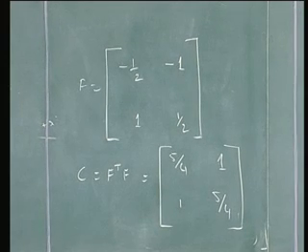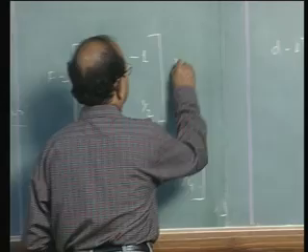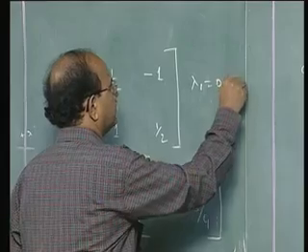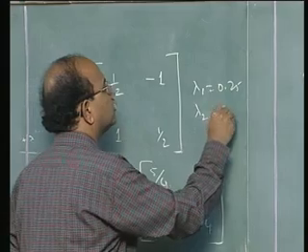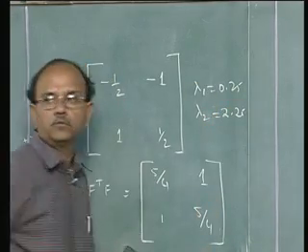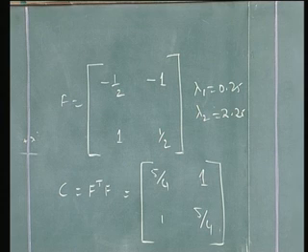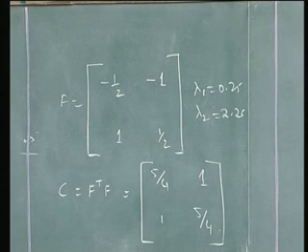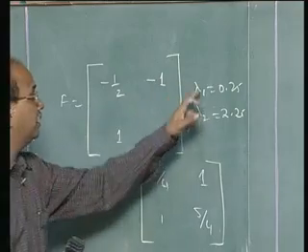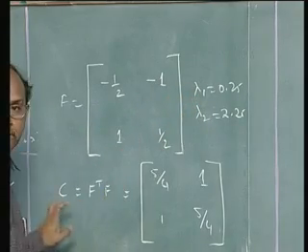Very good. So, lambda 1 is equal to 0.25 and lambda 2 is equal to 2.25. Find out the corresponding eigenvectors for lambda 1 and lambda 2. This lambda 1, lambda 2 are the eigenvalues for the C.